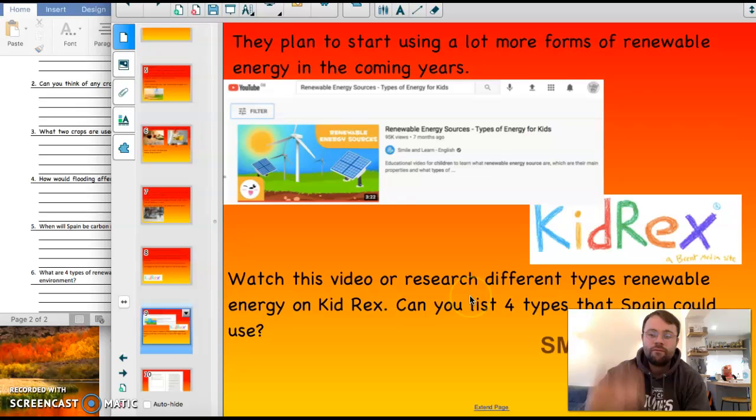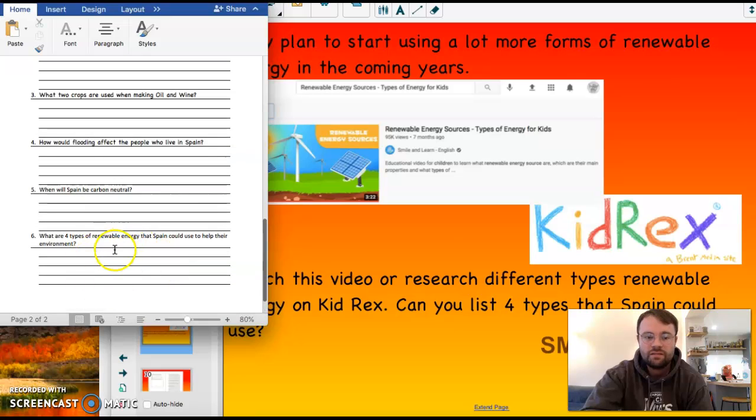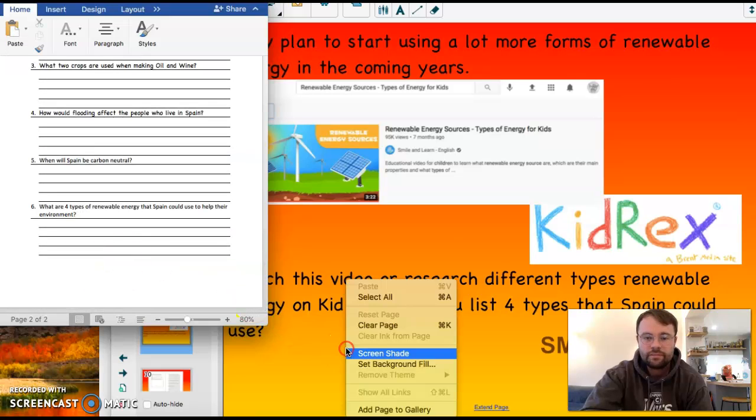I'd like you to list 4 types of renewable energy that you think Spain could use. Now remember, not all of these renewable forms of energy will be available to everyone. For example, a country that has no coast probably won't be able to have renewable energy out at sea. Okay, so have a little think. List 4 types of renewable energy that Spain could use to help them. And I'd like you to write the answer for that just there.